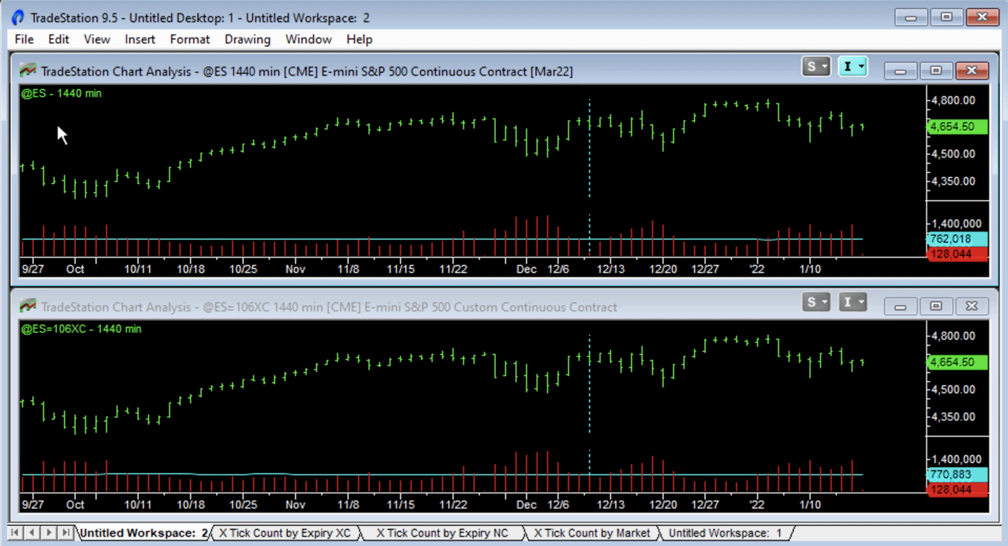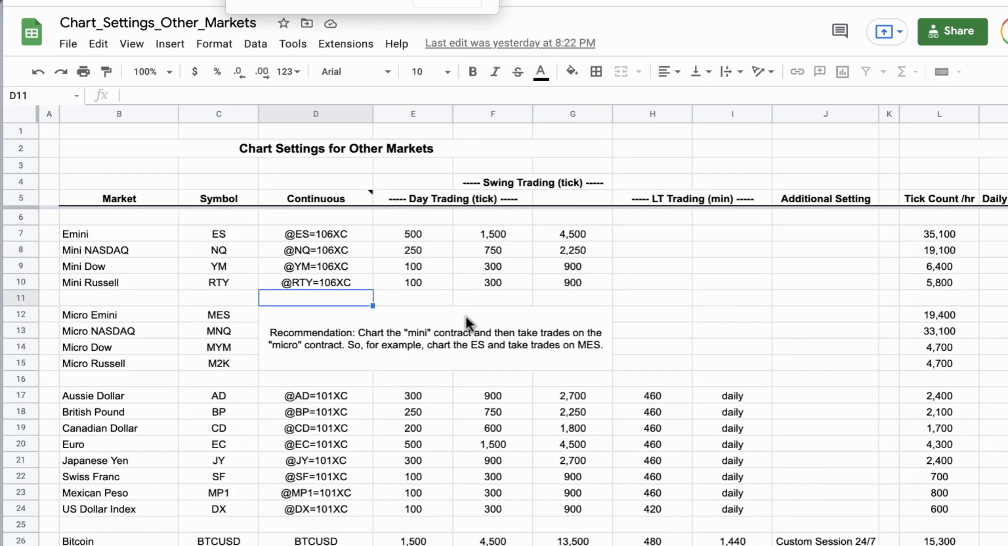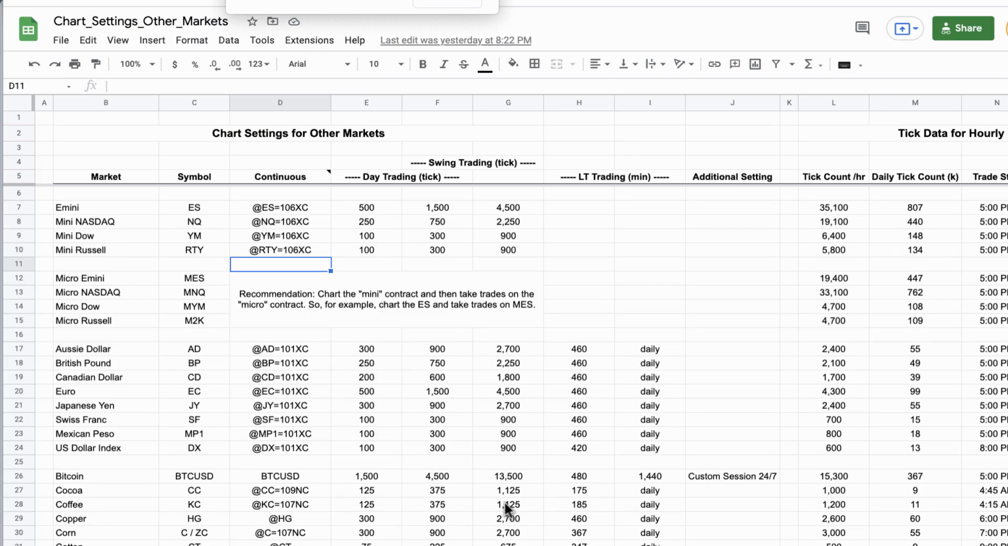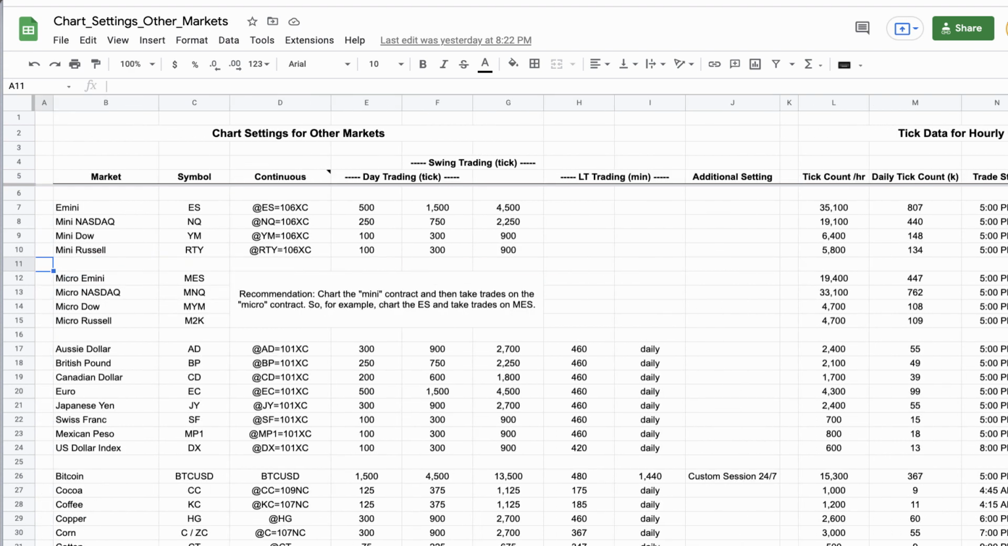The second one is, again, going back to this spreadsheet that we had open. I'll just squeeze that up a little bit. We need to adjust for different markets for the amount of activity that goes through. I like my day trading charts using something like a 500 and 1500 tick bar chart for trading the E-mini, and this is what I recommend the settings should be for the different tick bar charts.